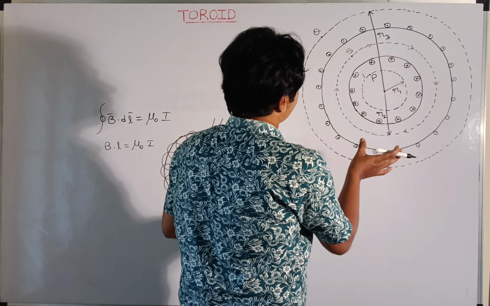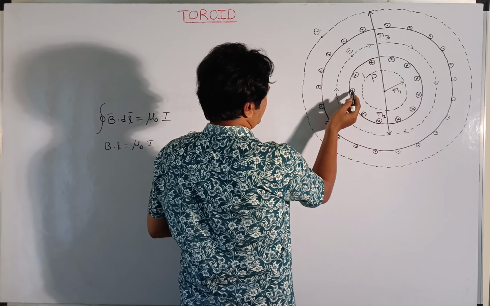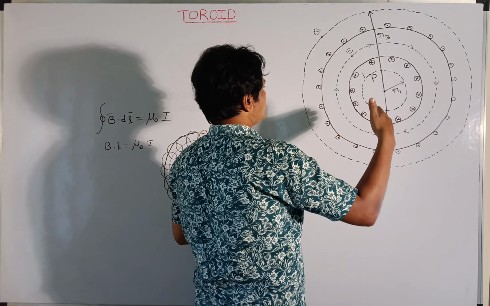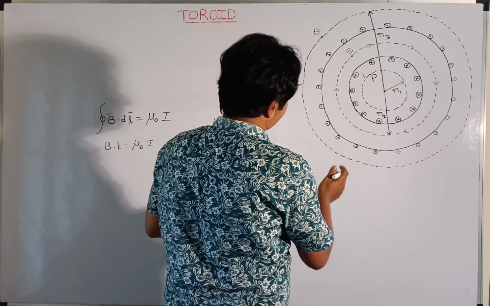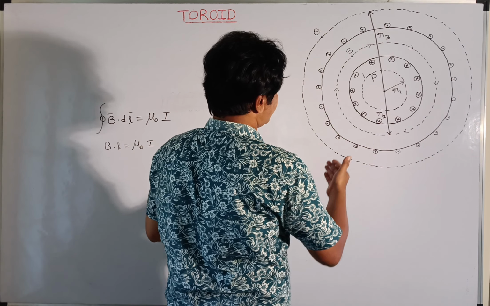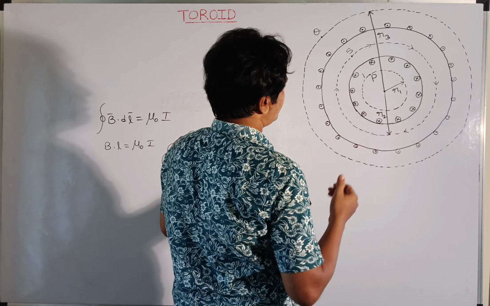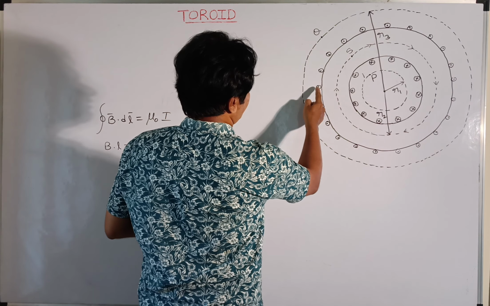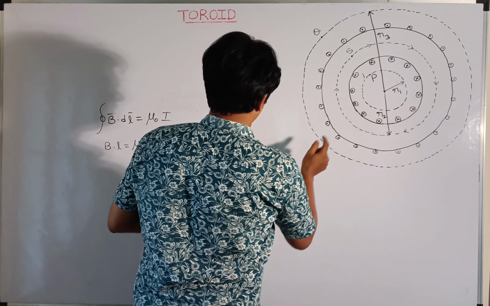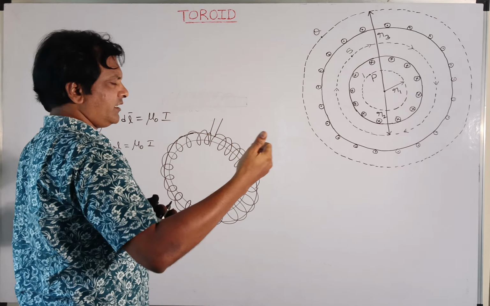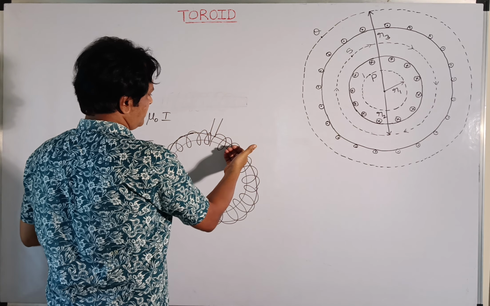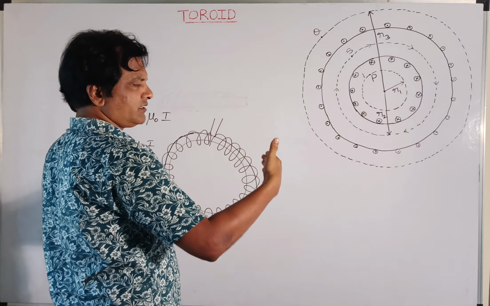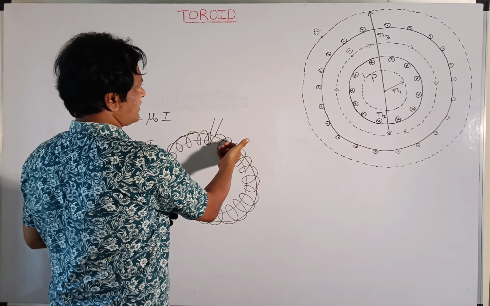Here if you observe, this cross symbol is where the magnetic field is going into the board. This dot symbol is where the magnetic field is coming out of the board. So here the solenoid turns are like this. When you consider the turns like this, and by the right hand thumb rule, when you put the fingers around this loop, the magnetic field is denoted by the curled fingers.